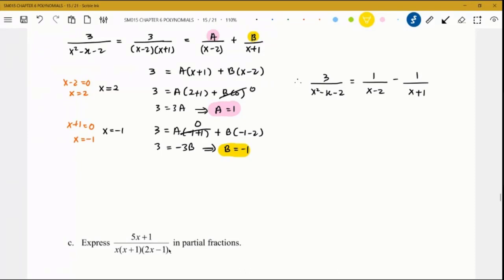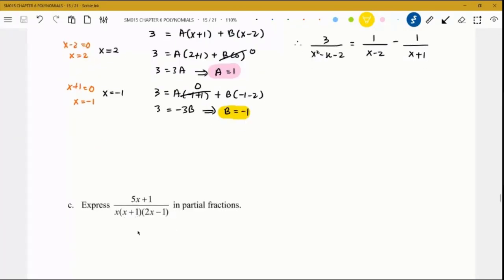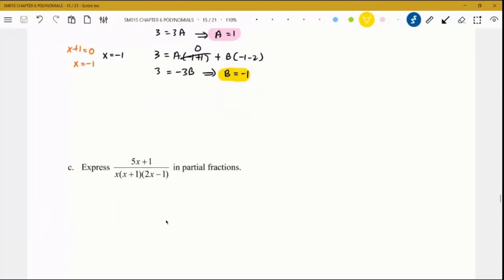So ini adalah proper sebab bawah kuasa tertinggi adalah x kuasa 3, bawah atas adalah kuasa 1. So obviously it's a proper fraction. So we can directly proceed with partial fraction. So we have 3 linear factors. We're gonna have 3 values of unknown, A, B, and C. So it's gonna be 5x plus 1 over x, x plus 1, 2x minus 1. So A over x, B over x plus 1, C over 2x minus 1.